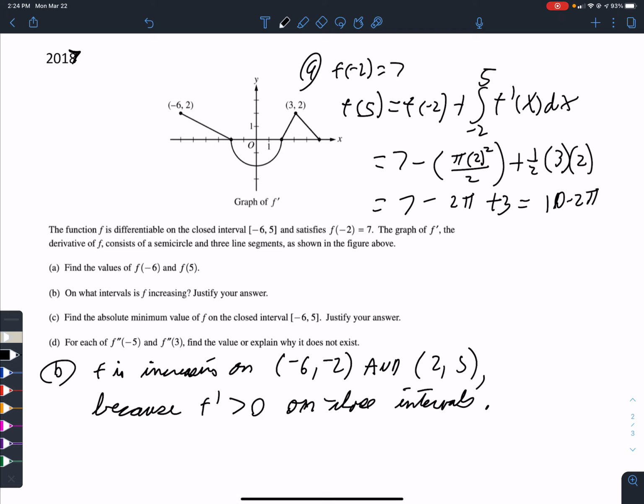Again, it all goes back to the justifications. You have to know those. To justify increasing, you have to prove that the derivative is positive. Well, clearly it's positive in this region and that region. So from -6 to -2 and from 2 to 5. And the justification, because the derivative is positive on those intervals. Okay? Let's go to part C.